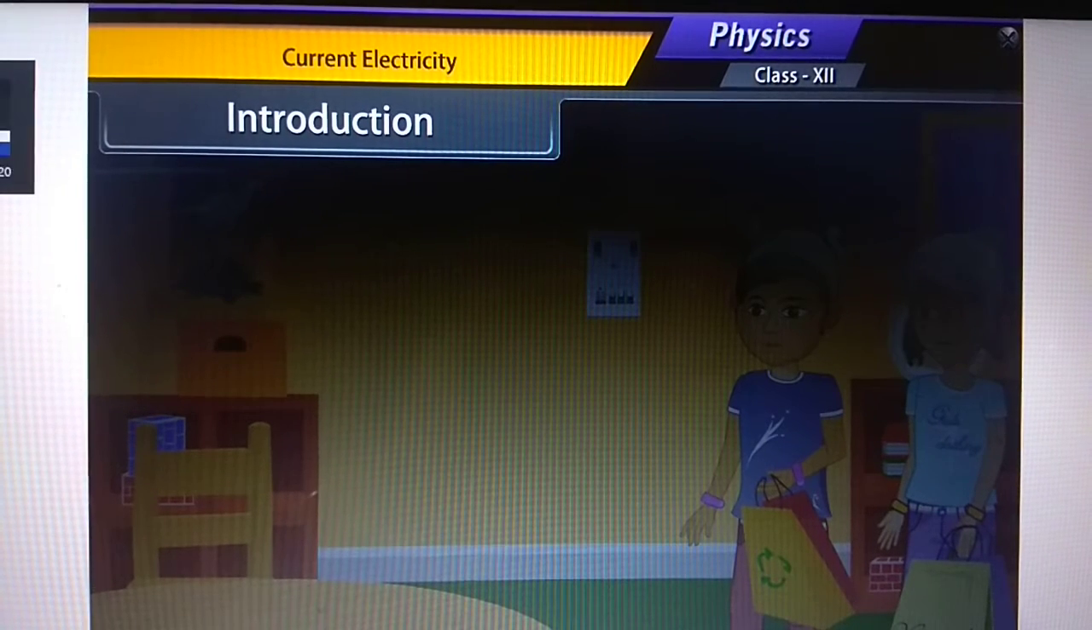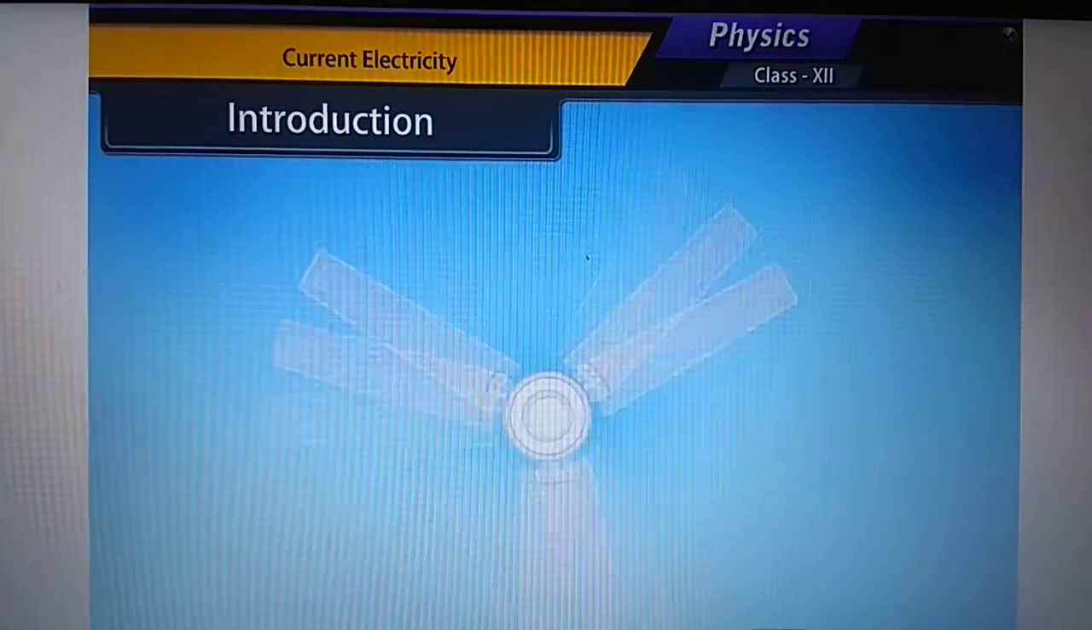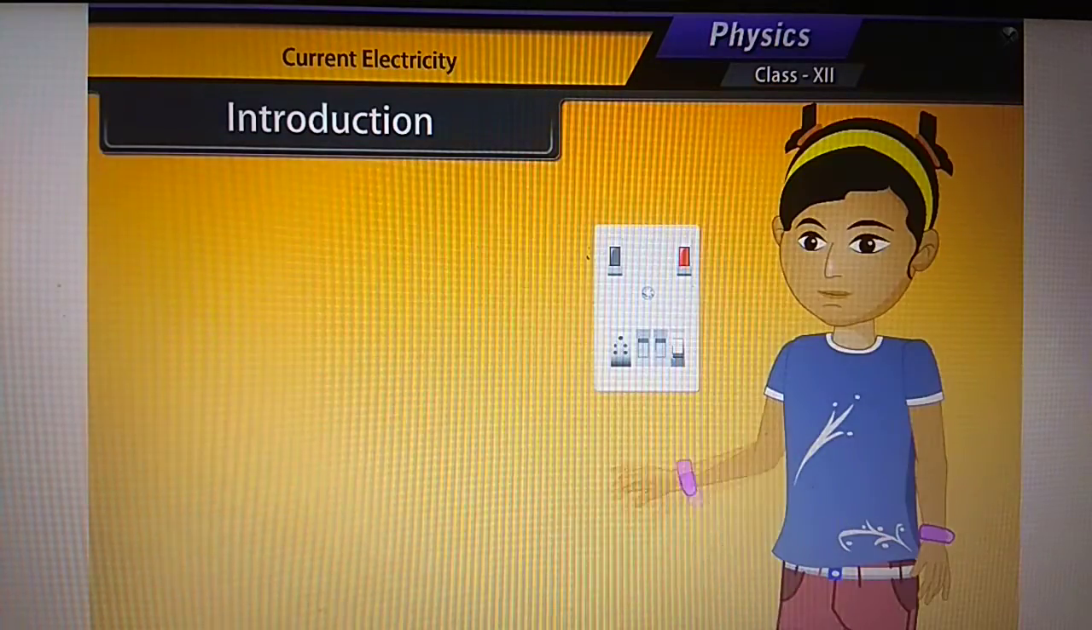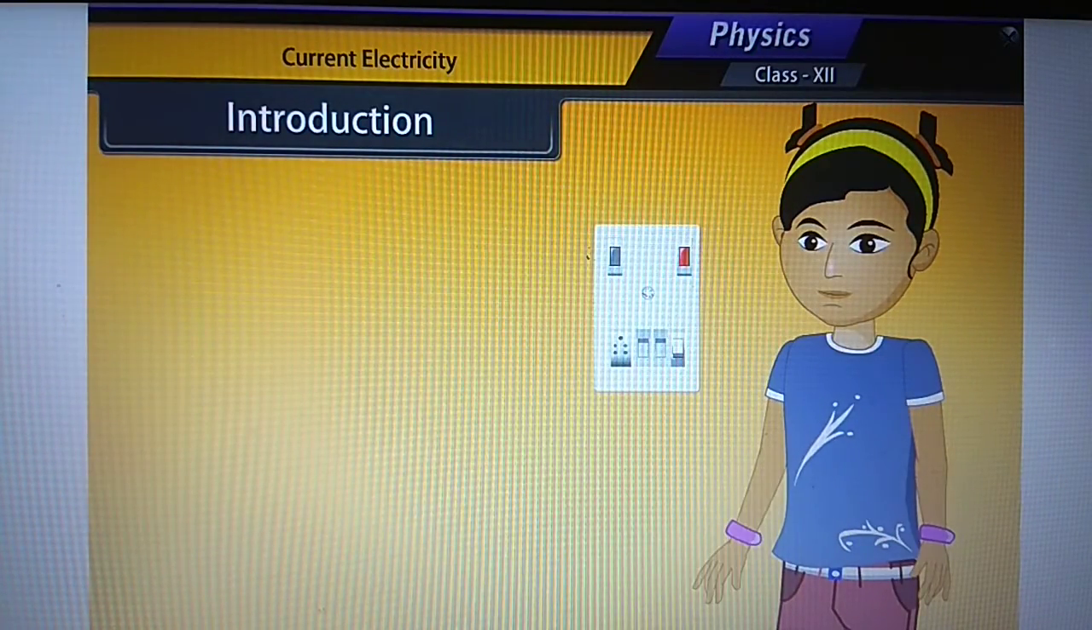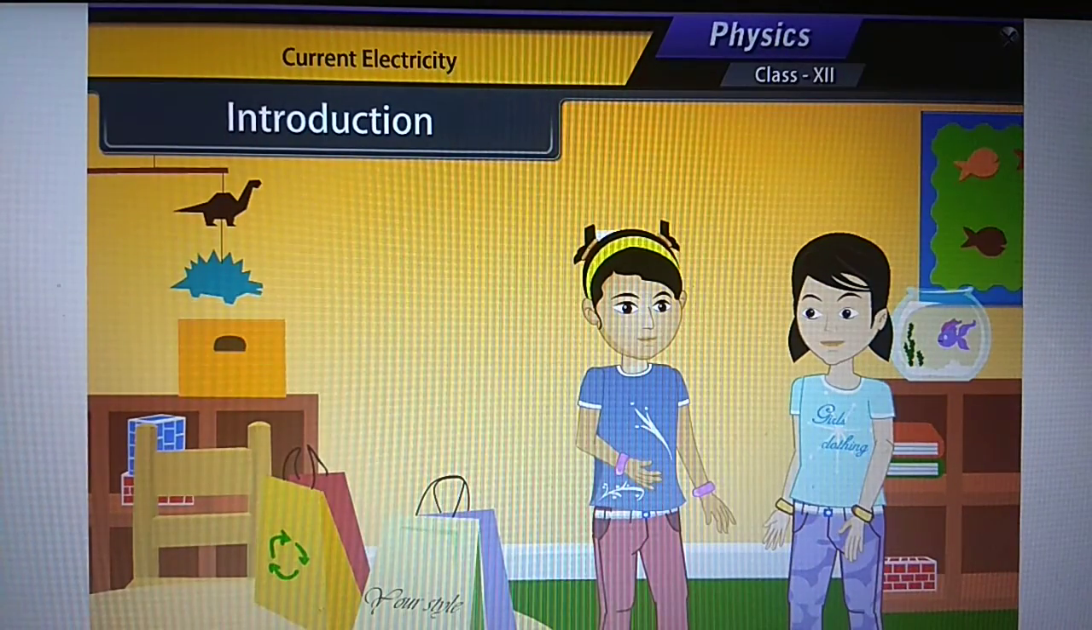Today, Rachna and Aarti went to the market and then returned home. Aarti switched on the fan and the bulb. The fan was running at low speed, so Aarti rotated the regulator of the fan to its high speed. Rachna asked Aarti, how did the speed of the fan increase as you just rotated the regulator? How does it work? Aarti replied that the regulator of the fan works just like a variable resistor.